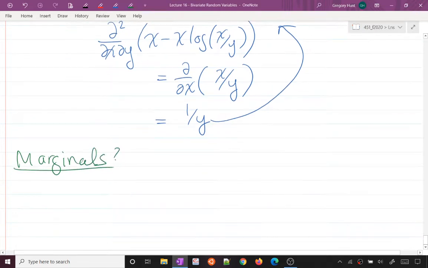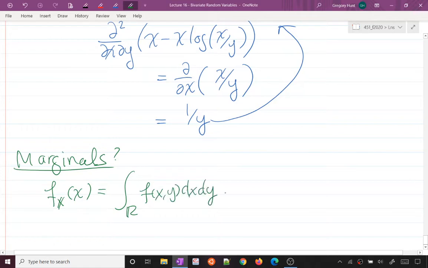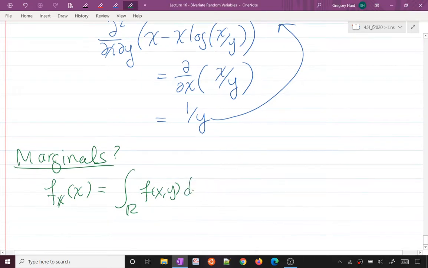For example, what if I want to get the marginal of x? Now this is going to be more interesting because our marginals of x and y are not going to be the same, because we don't have just a simple uniform distribution. The marginal of x is, I take the joint and I integrate out y.